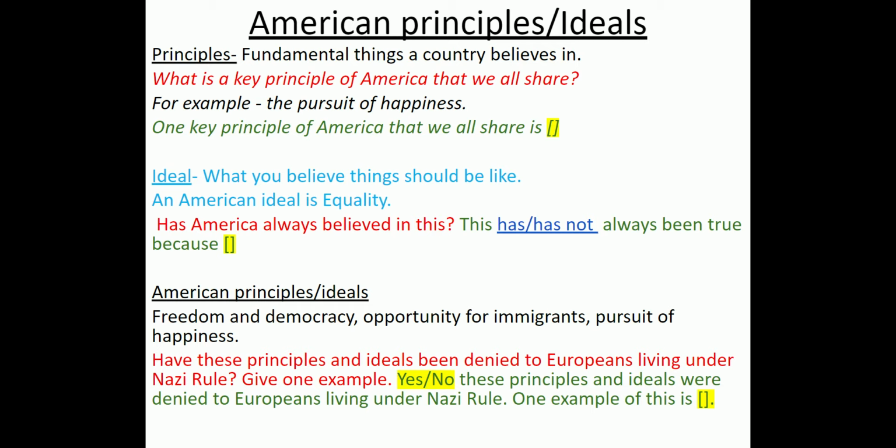And lastly, think back to our lesson on the Holocaust. We think in America we have freedom and democracy, opportunity for immigrants and other people to have a better life, the pursuit of happiness, the idea that people can own property. Have these principles and ideals been denied to Europeans living under the Nazis? Give me one example, yes or no. If you think that everyone under the Nazis had the same rights, you put no, these principles were not denied to Europeans, and then give an example of how they had all their rights, and vice versa.